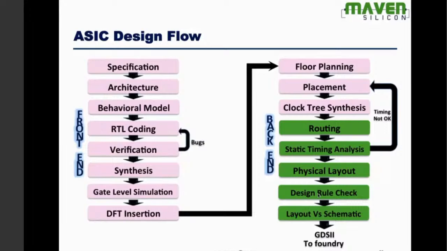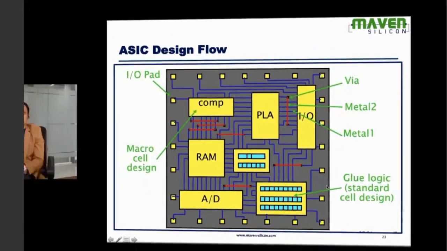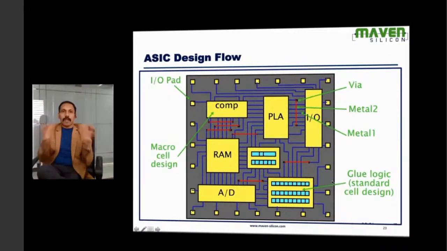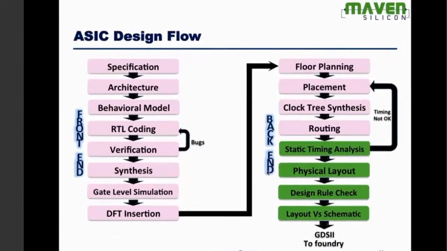Then we take it through routing. Routing is all about making the connections. We have placed all the components within the chip. We have done clock tree synthesis. Now we have to make the connections. So while making the connections, basically we need to take care. There should not be any short circuit. There should not be any congestion. We might want to rearrange certain placements to take care of the routing.